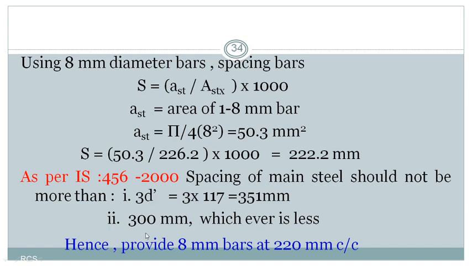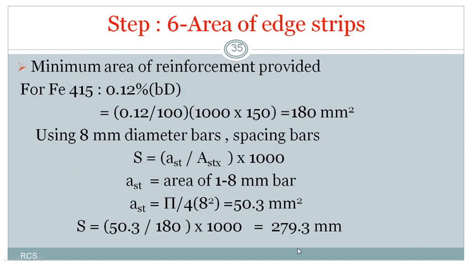Another limit is 300 mm. The minimum of these three, which is the lesser value, will be provided as the spacing for the bars in the longer direction middle strip. So hence provide 8 mm diameter bars at 220 mm center to center.